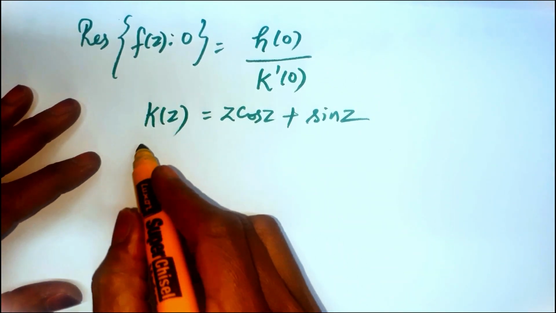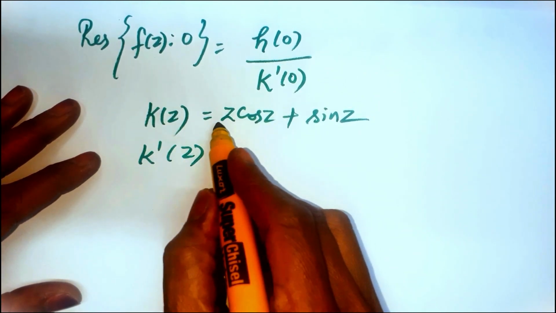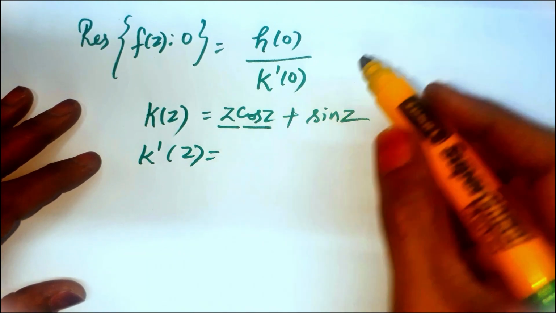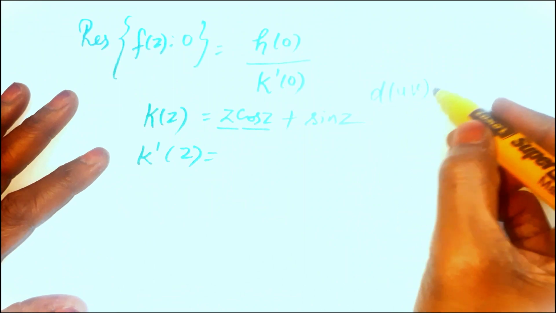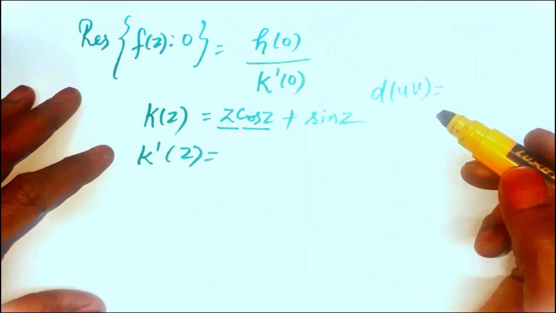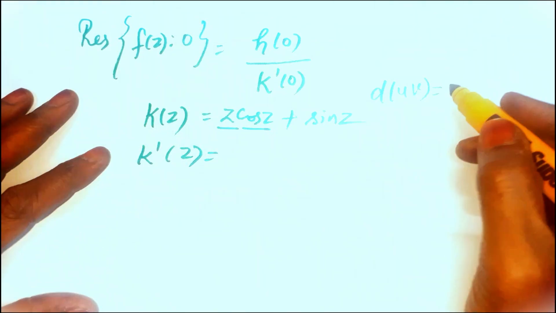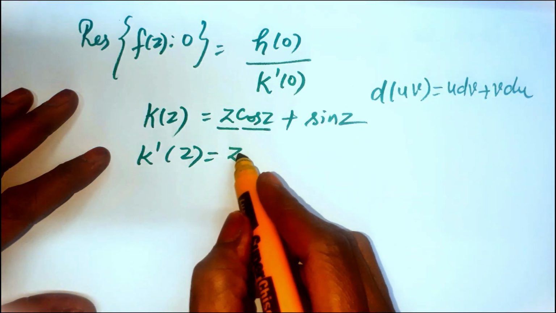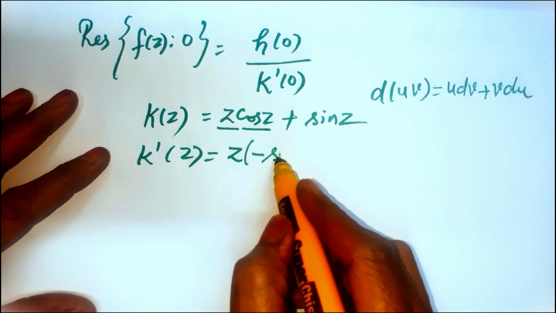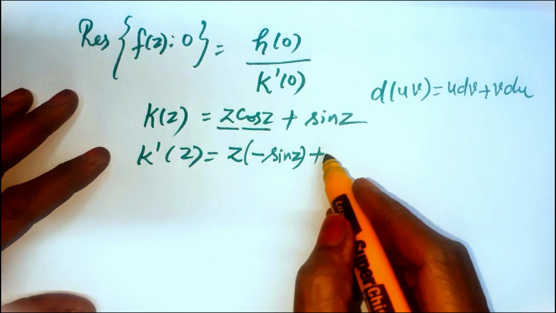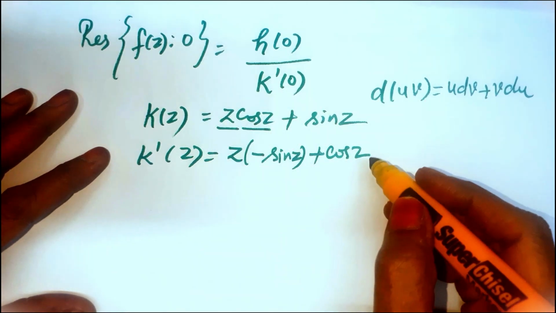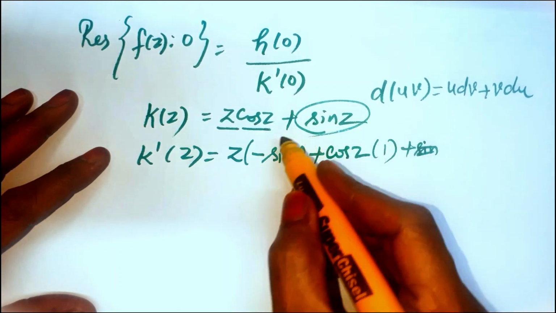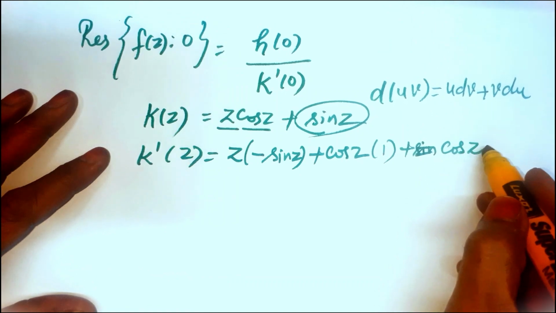So first we have to find what is k dash of 0. This is k of z. First we have to differentiate with respect to z. Here we have two terms in terms of z. So uv method we have to apply. uv method, what is d of uv? d of uv is equal to u dv plus v du. So keep the first term as it is, differentiate the second term, that is minus sin z. Then keep the second term as it is, cos z, differentiate the first term z, that is 1, plus sin z. I'm sorry, plus you have to differentiate this term. This term when we differentiate, it is cos z.